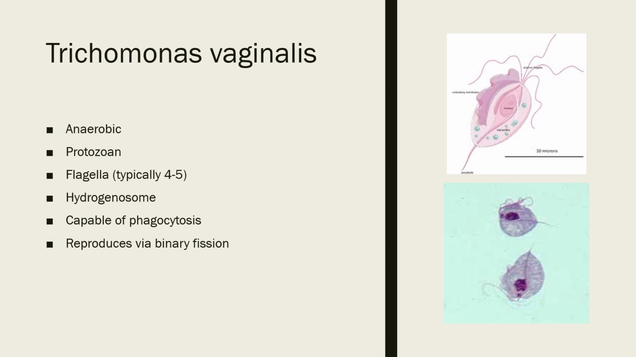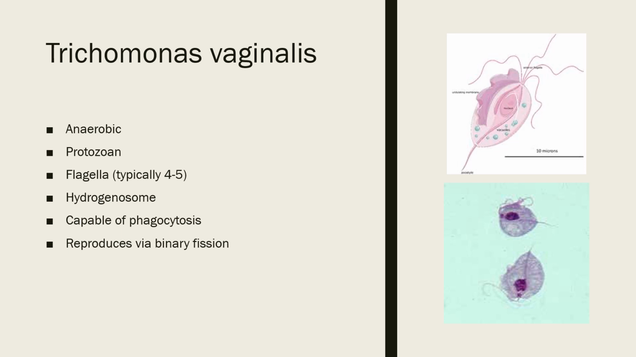It has flagella, typically about 4 to 5, and these flagella play a crucial role in the movement of the parasite and help it navigate through the urogenital tract. This microbe or parasite has a pretty unique feature, which is the hydrogenosome. So instead of the mitochondria, it has this hydrogenosome, which is a specialized organelle that is involved in energy metabolism and is capable of producing molecular hydrogen as a byproduct.